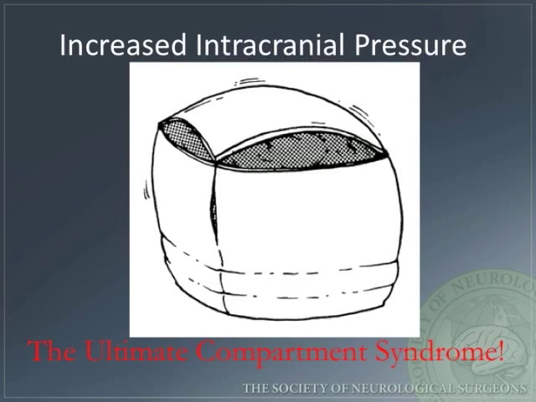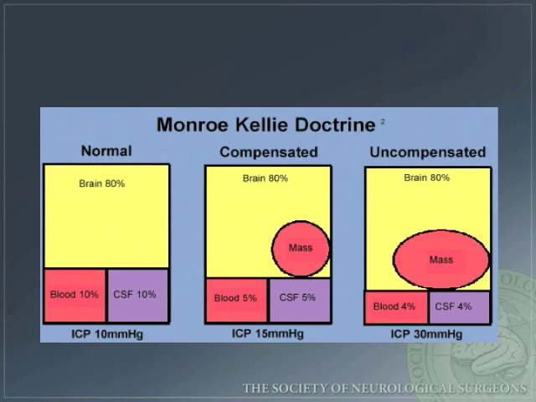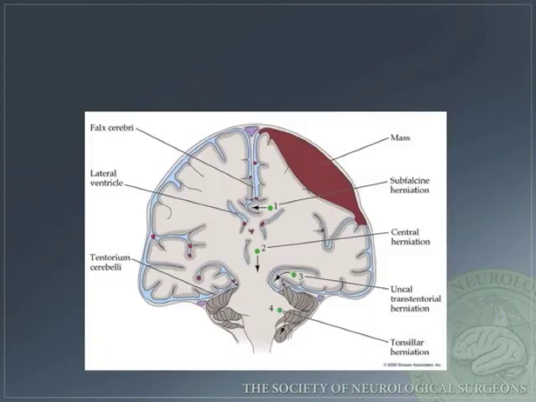Elevated ICP is the ultimate compartment syndrome. The Monro-Kellie doctrine states that the skull is a fixed volume compartment filled with brain, blood, and CSF. The presence of a mass alters the homeostasis and by definition requires a decrement in one or more of these compartments to compensate and avoid an elevation in ICP. Elevated ICP may lead to several herniation syndromes as depicted in this image: subfalcine, central, uncal, and tonsillar.